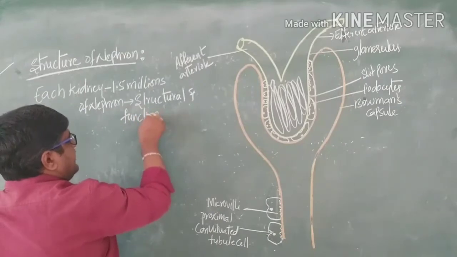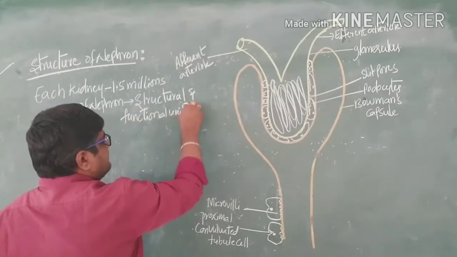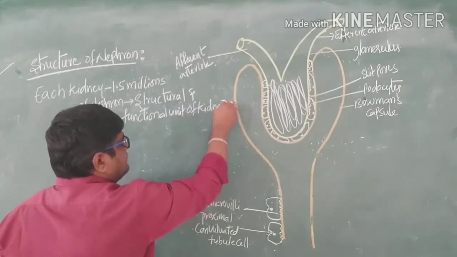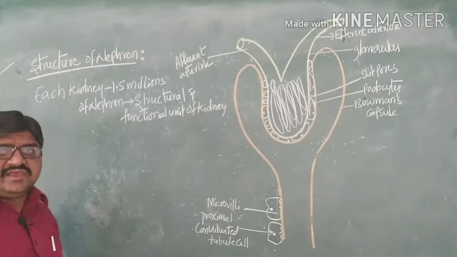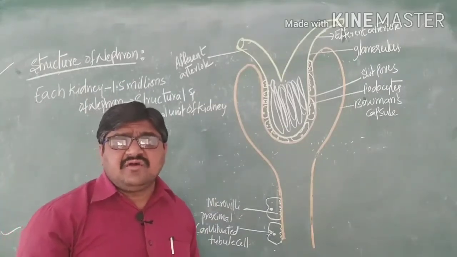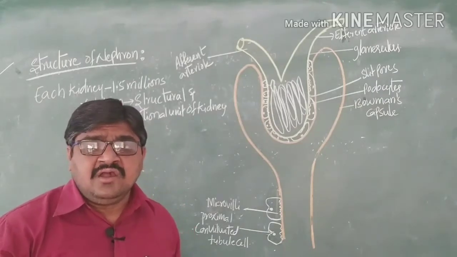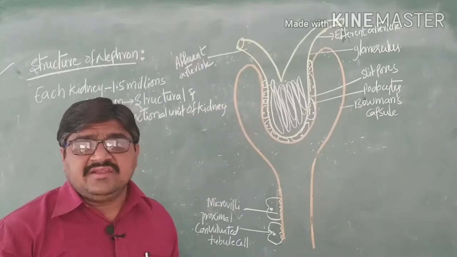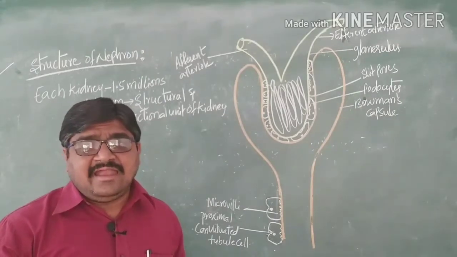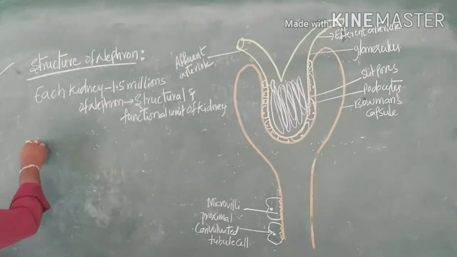These are the structural and functional units of kidneys, called nephrons. Each kidney consists of 1.5 million nephrons. And each nephron consists of different parts.